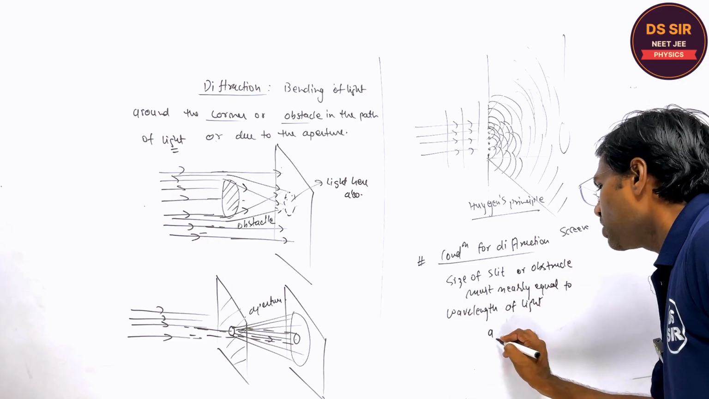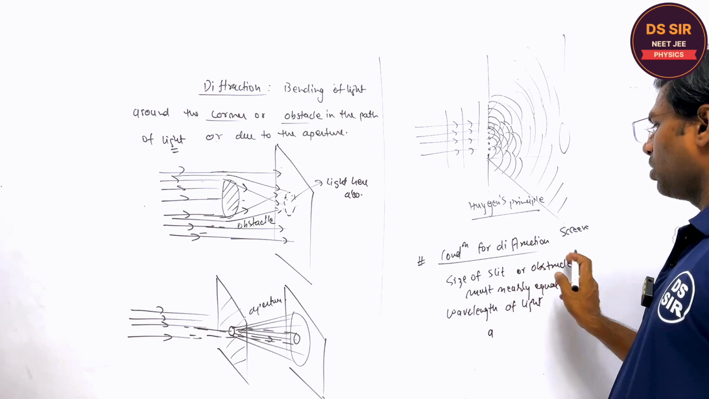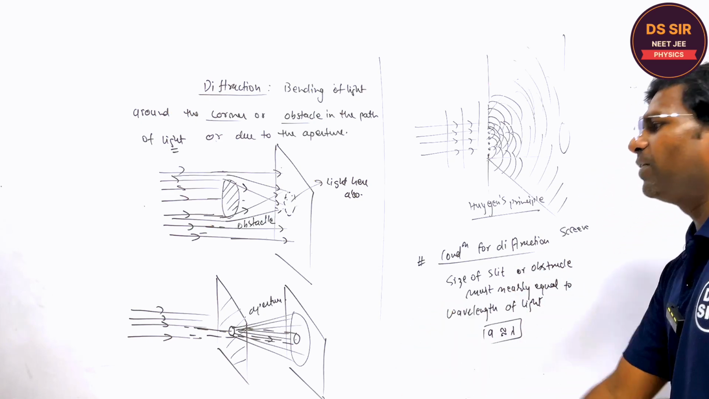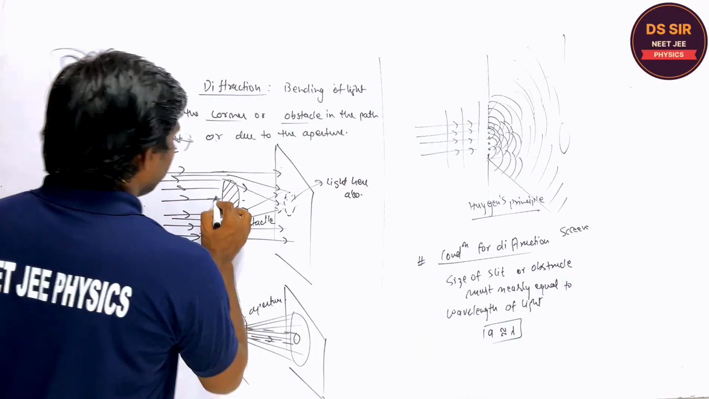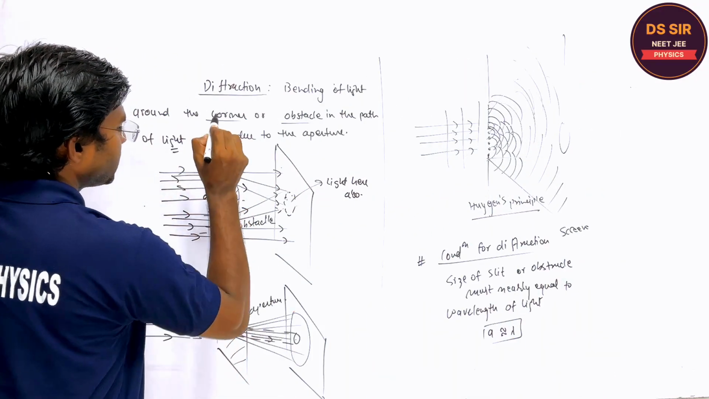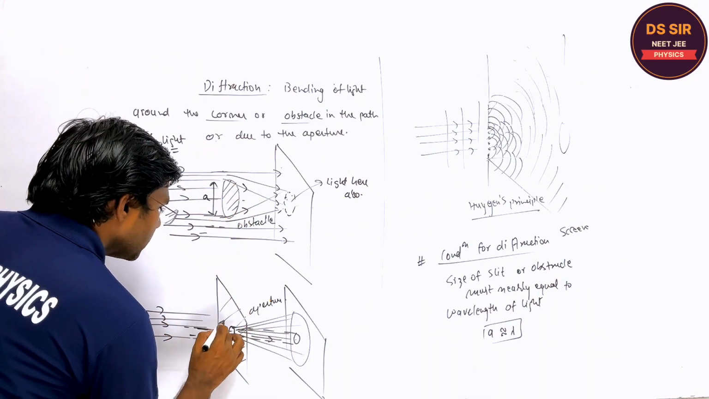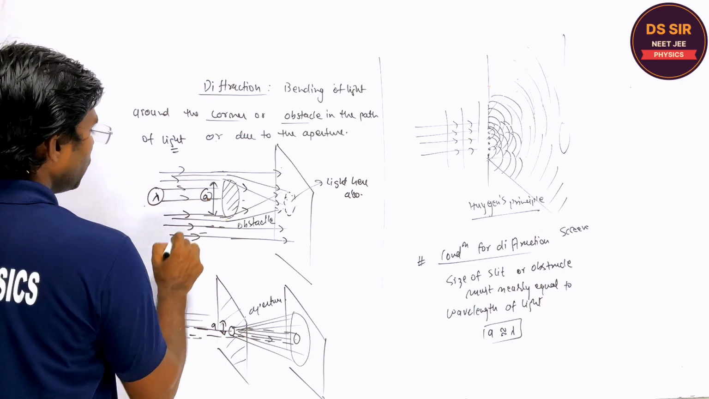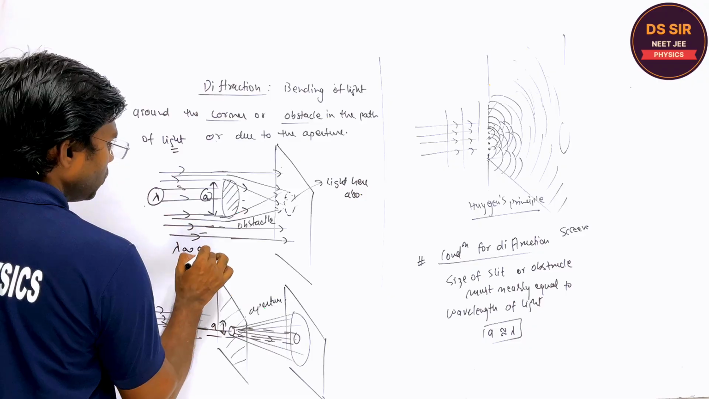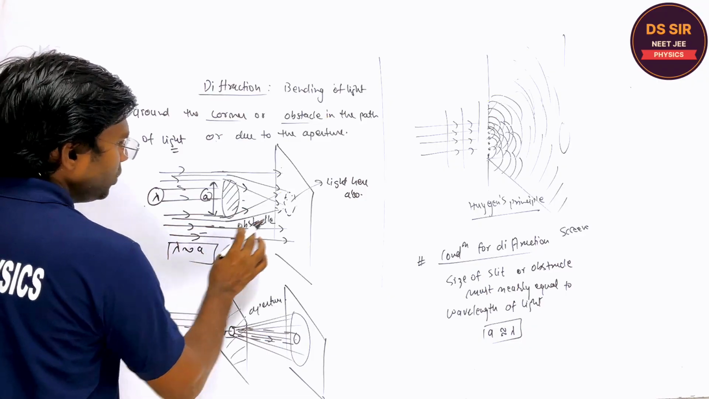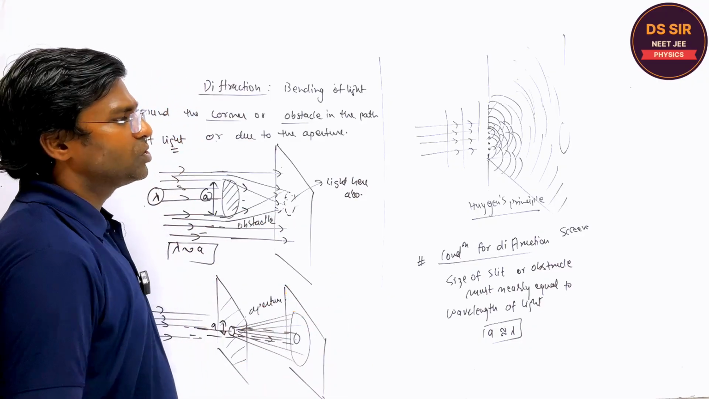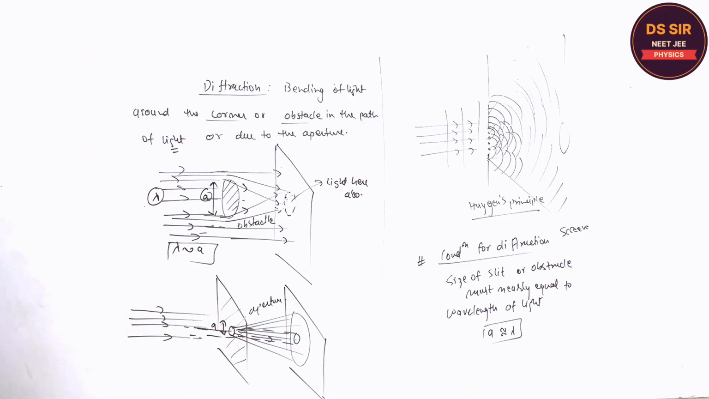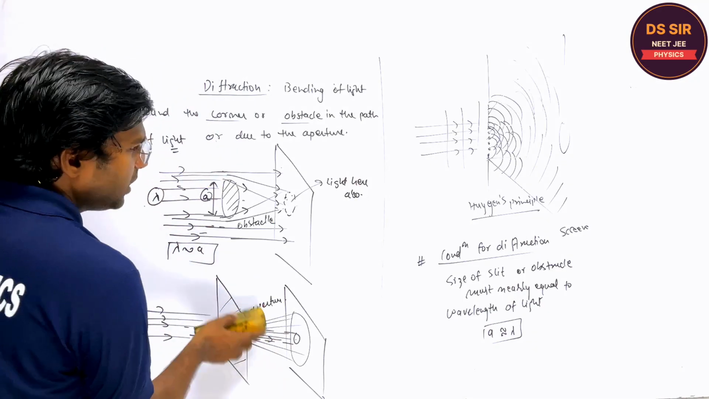What is the condition? The size of the aperture or the slit must be approximately equal to the wavelength. If this is the obstacle, the size of this obstacle is a, the size of this aperture is a. So the wavelength will be approximately equal to the size. Then you will get the diffraction only, otherwise you will not get the diffraction. Understood? Yes, copy this. So this is the diffraction.